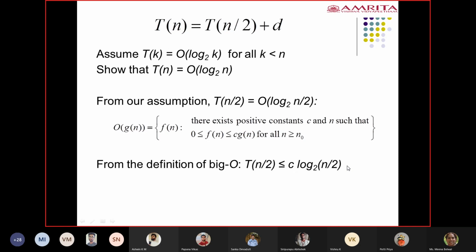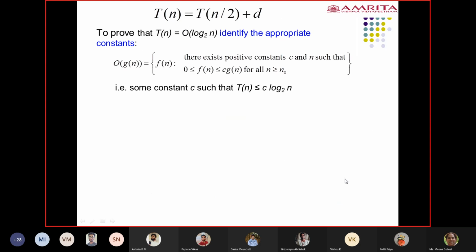C of Gn. So now once I get this, how do we now prove? Exactly what we wanted to prove was that Tn is equal to O log n. And what is given to us is Tn by 2 is less than or equal to C log n by 2 base 2.